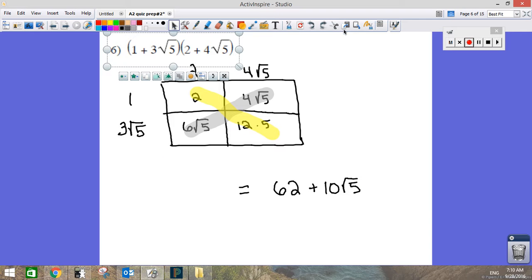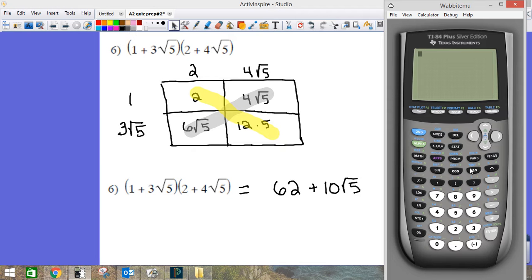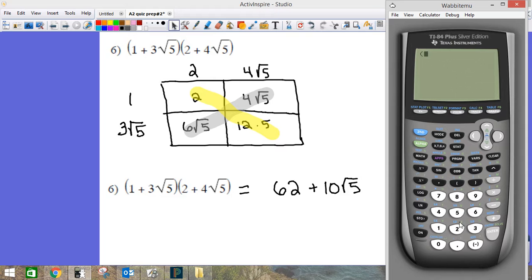We can check that on the calculator to compare the decimal approximations and see if they are in fact equal to each other. So this is a good check, and it only takes a second to do. We've got 1 plus 3 times radical 5, times 2 plus 4 times radical 5.